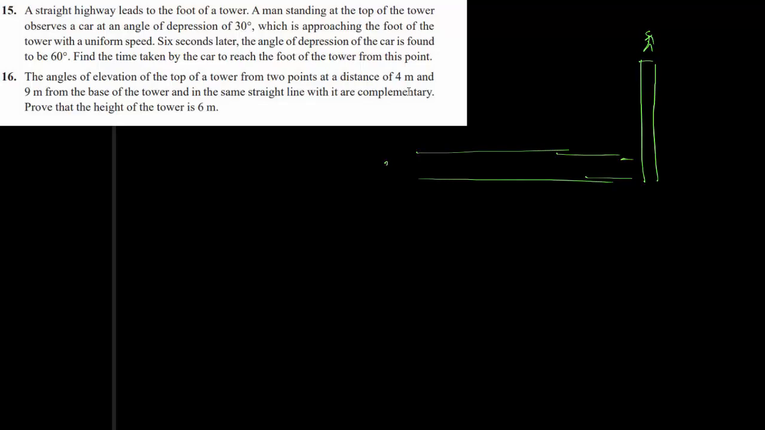Observes a car. So there's a car here. The car is moving towards the tower. The man observes the car at an angle of depression of 30 degrees. So this angle which he observes is 30 degrees. So it's the angle of depression, right? So that means this angle. If it is 30, then this is also 30, because two parallel lines, one transversal, alternate interior angles 30, 30.